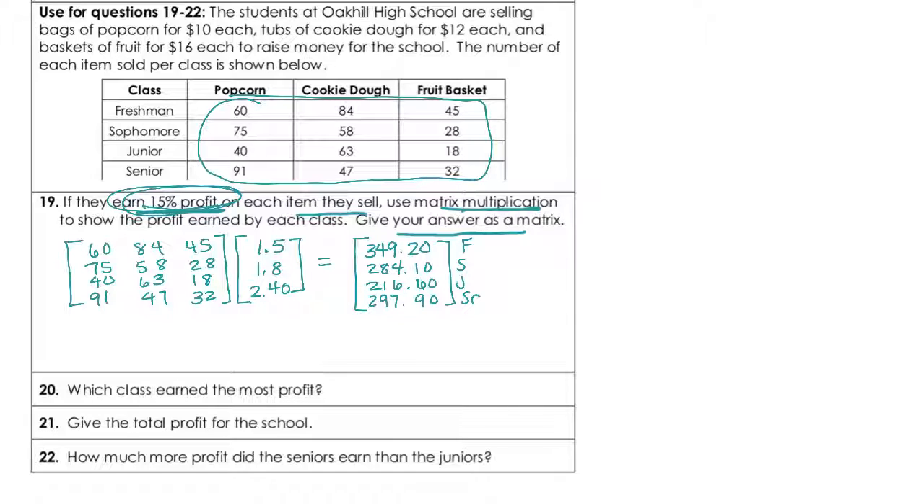So on number 20, which class earned the most profit? That would have to go to the freshmen. The total profit for the school would be the sum of all those elements. So that's going to be $1,147.80. And then how much more profit did the seniors earn than the juniors? You would subtract there, and that's going to give you $81.30.